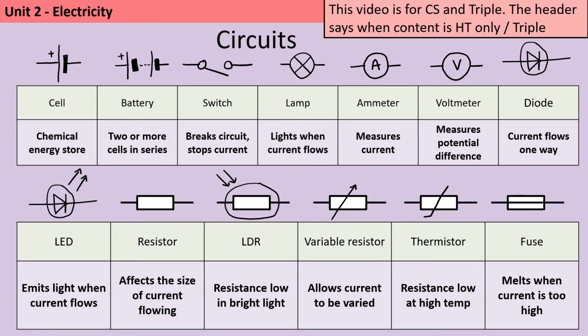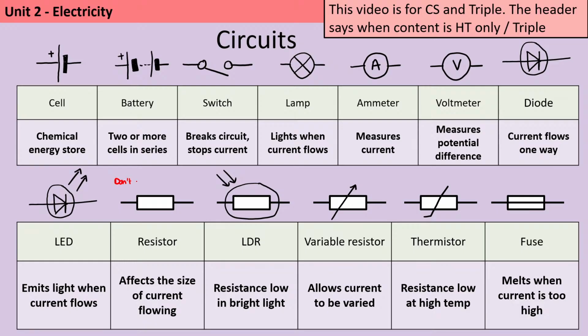The second topic in AQA GCSE Physics Paper 1 is electricity. The first thing you should know is how to draw all of the different circuit components. Of course, it's important that when you put these together in a circuit, you're using a ruler for your wires and you're not leaving any gaps in the wire.